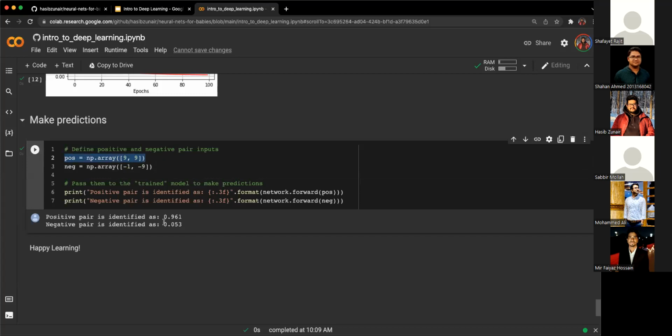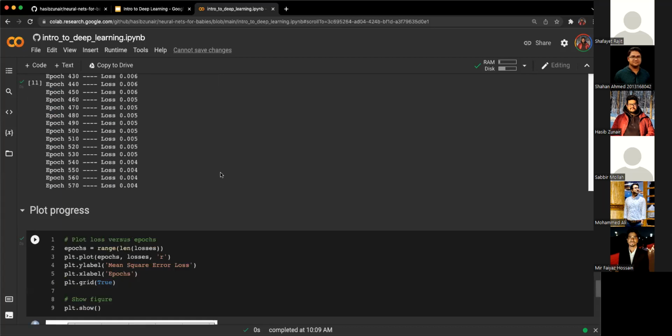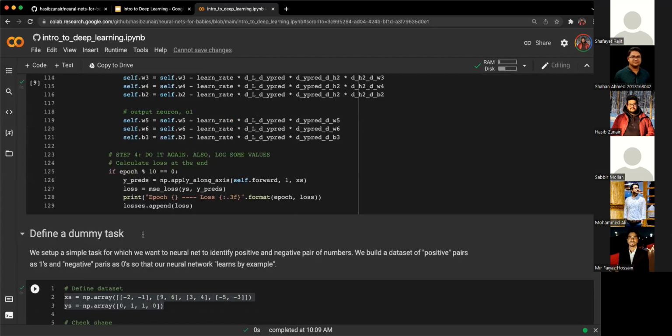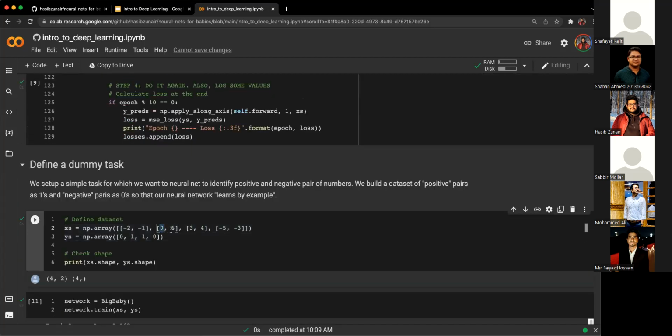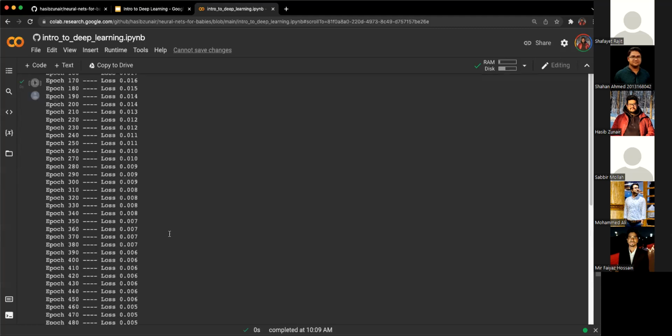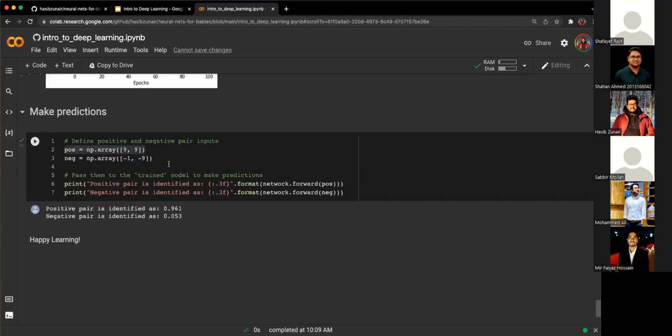So you can see that the positive pair is identified as 0.961. So why is this value? First of all, this value is close to 1, right? When we defined this task, for positive pairs we gave it a value of 1, and for negative pairs we gave it a value of 0. So it's going to always predict something between 0 and 1. It's not going to give you a random number.